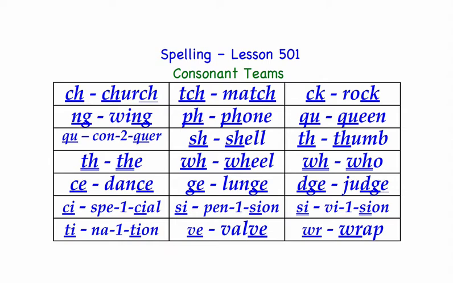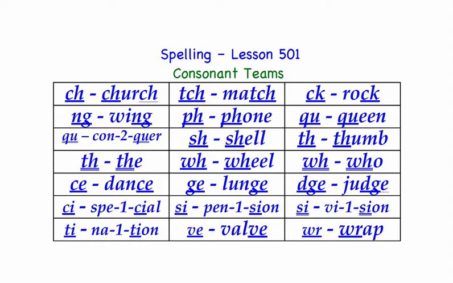QU represents the sounds K and W combined, kw, as in the word queen. However, QU also represents a second sound, k, as in conquer. When QU represents its second sound, double underline it. SH represents the sound sh. The first sound for TH is th, as in thumb. The second sound for TH is th, as in the.